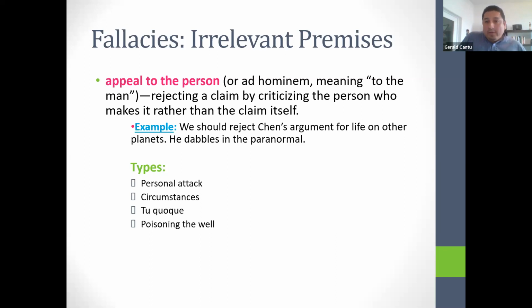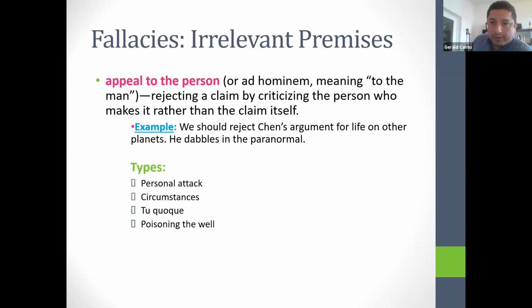Well, you might say, what a hypocrite. You too are engaged in these bad eating habits, and you're telling us to eat healthy. We ought to reject your claim because you're a hypocrite. That's a tu quoque kind of argument.